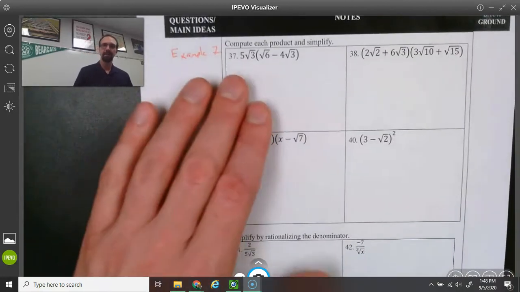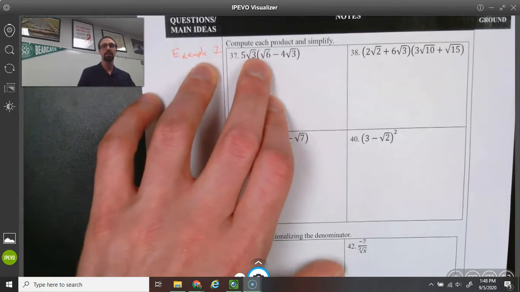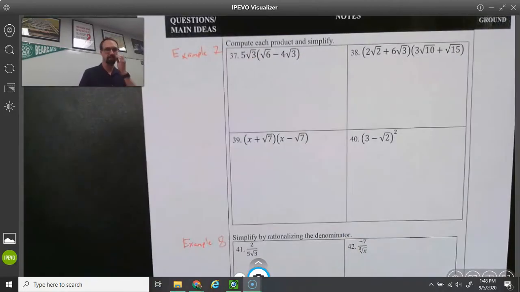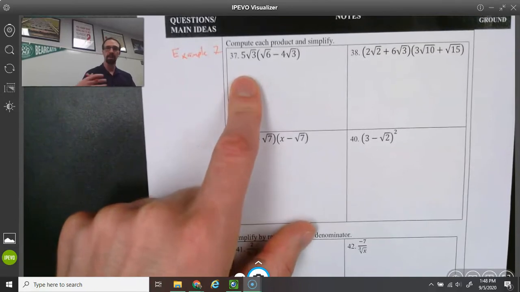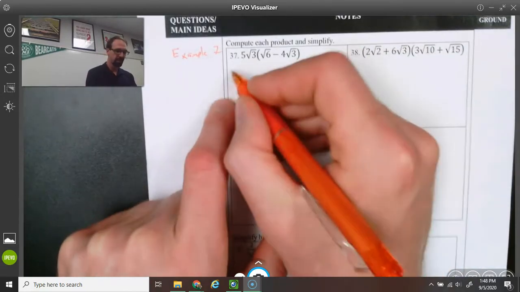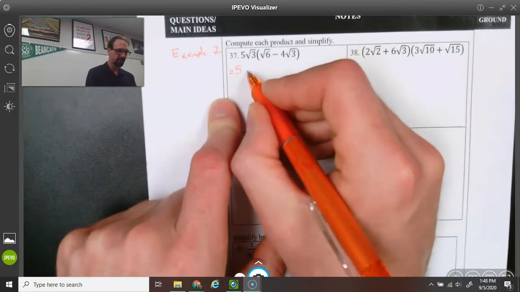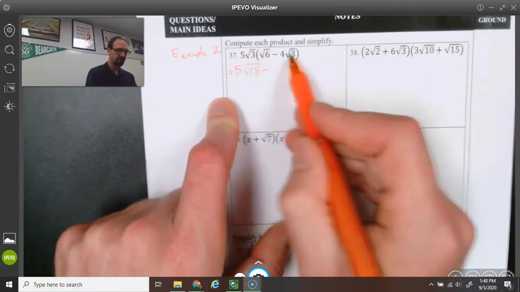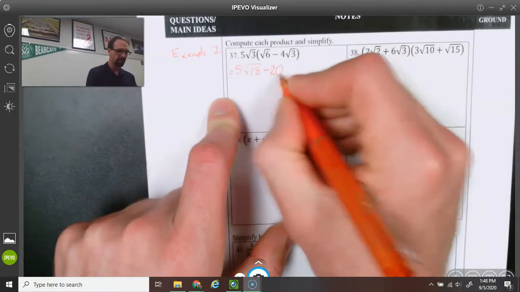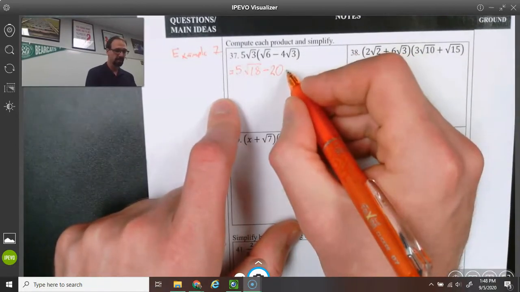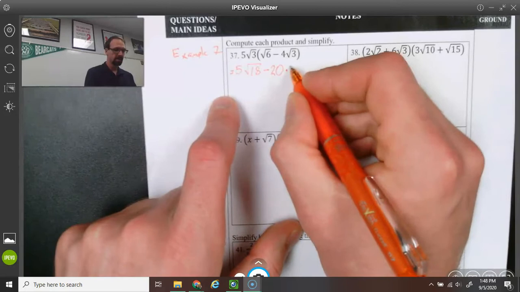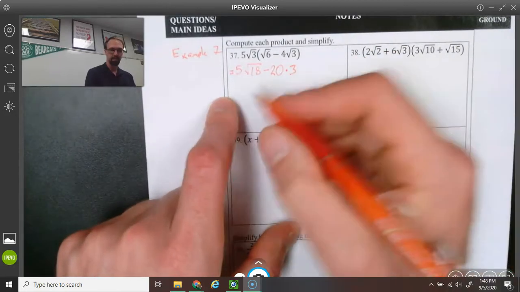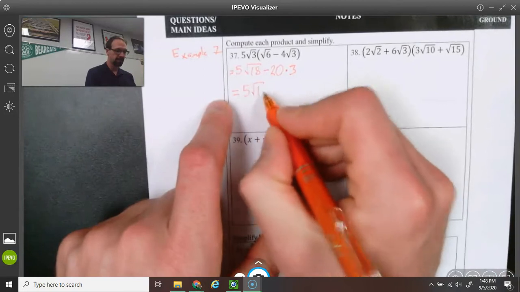37, 5 square root of 3 times the square root of 6 minus 4 times square root of 3. What we're doing is we're just multiplying here. So if I'm taking this 5 times the square root of 3, we multiply the coefficients, 5 times 1, so this is going to be 5. Square root of 3 times square root of 6 is square root of 18, minus 5 times 4, so 20, minus 20. 3 times 3 is going to be the square root of 9. The square root of 9 is 3, so I'm going to just say times 3. And then I have 5 square root of 18 minus 60.